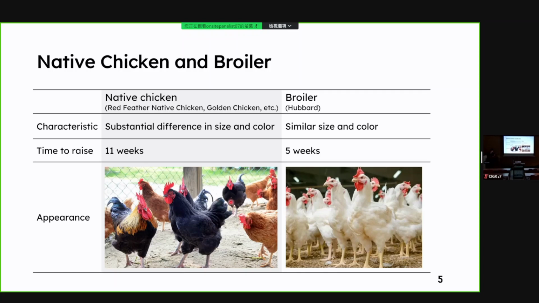The next is the broiler. The broiler is specifically raised for the meat industry, just like the McDonald's or KFC fried chicken, the meat is broiler. The breed of the broiler is unitary, and they all look white, like the picture below, so the size and color are very similar. The time to raise the broiler is 5 weeks. My project is focused on the native chicken and not the broiler.